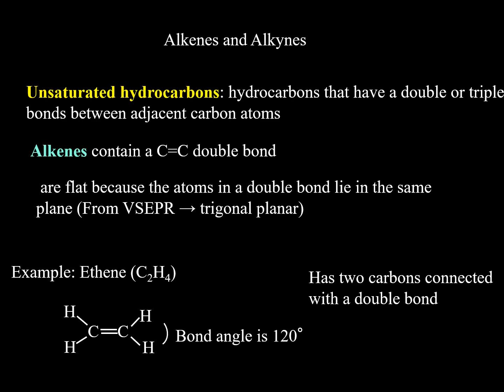Unsaturated hydrocarbons means there is a double bond. So if we recall from VSEPR, here in this case we have two carbons. The form is trigonal planar. If you remember, this carbon is trigonal planar, this carbon is trigonal planar. It has three bonds and no lone pairs. The angle is 120 degrees, but unsaturated hydrocarbons means there's a double bond associated with it, or a triple bond.